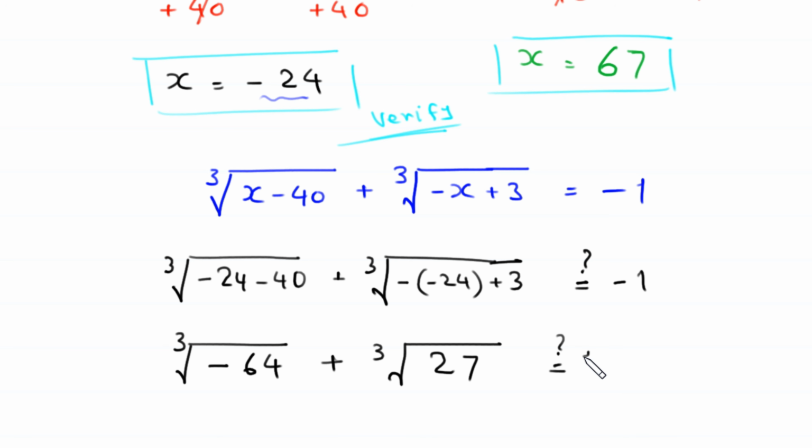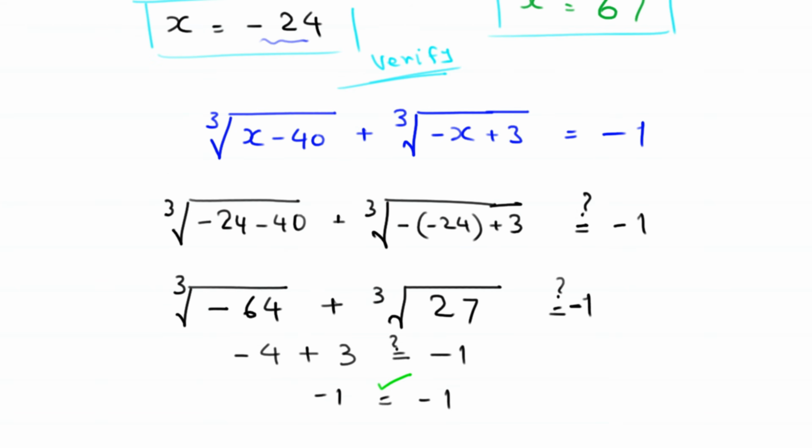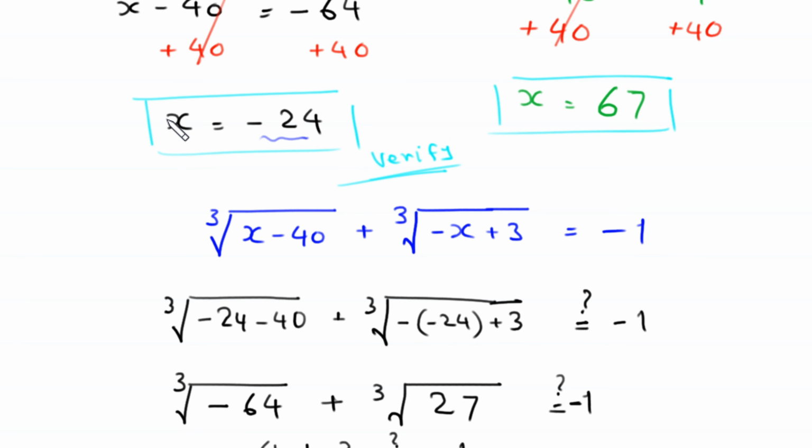Is it equal to negative 1? Now cube root of negative 64 is negative 4, plus cube root of 27 is 3. Is it equal to negative 1? And negative 4 plus 3 is negative 1, which is equal to negative 1. You can see that the left hand side is equal to the right hand side. It means this value of x, negative 24, is a valid solution.